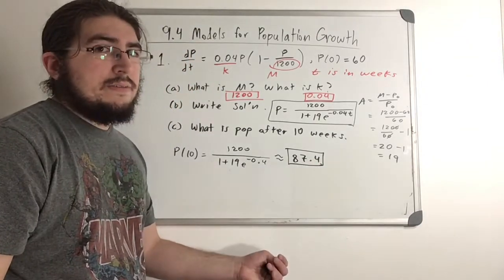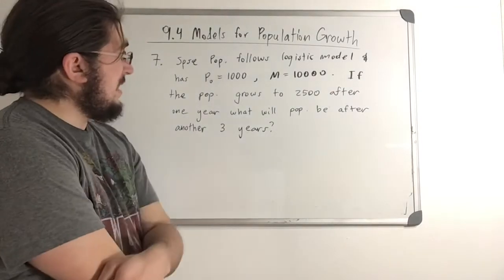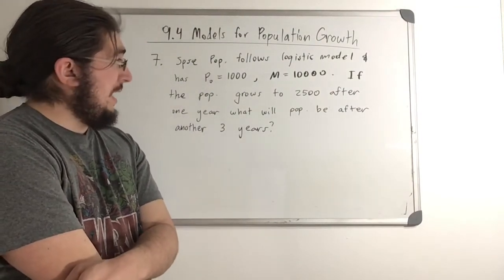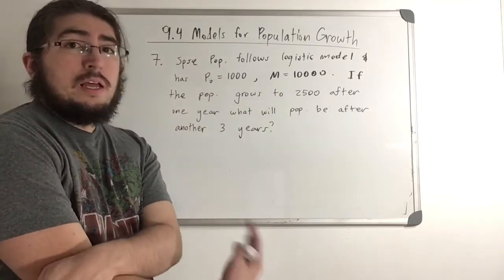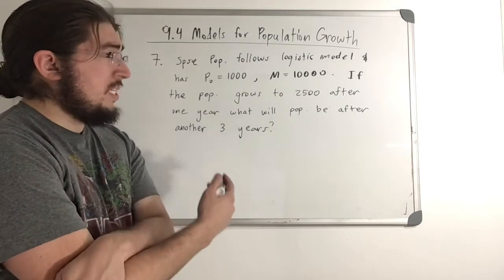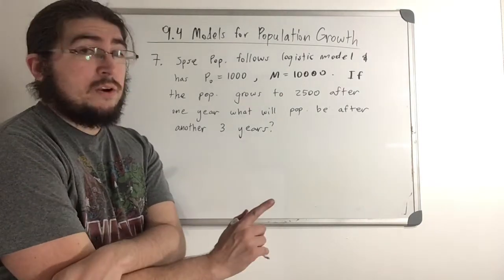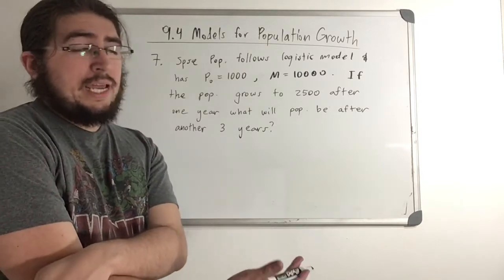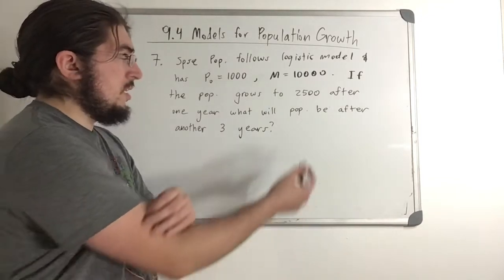Let's just do 7. Alright, so now for number 7, like I said, this is: suppose the population follows a logistic model and has initial population 1,000, carrying capacity 10,000, and they go on to say if the population grows to 2,500 after 1 year, what will the population be after another 3 years? And notice they don't give us k. We essentially have to solve for k using this.